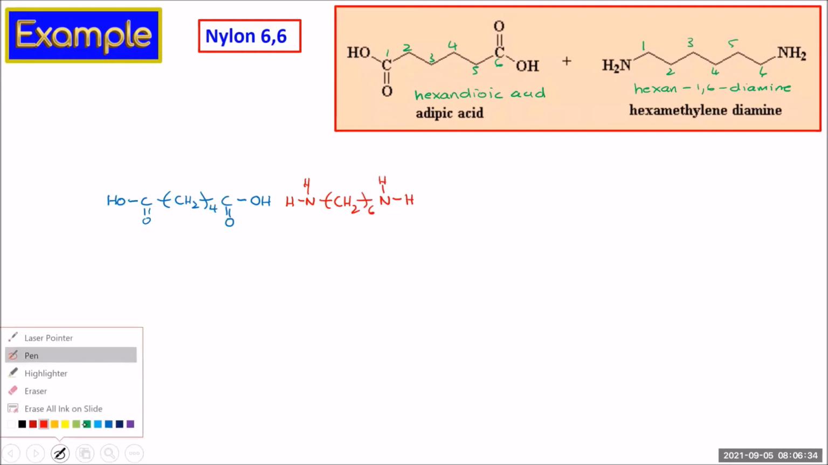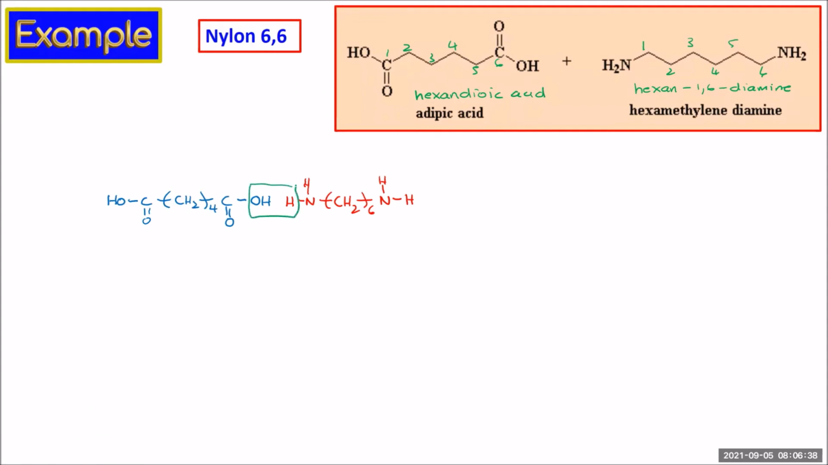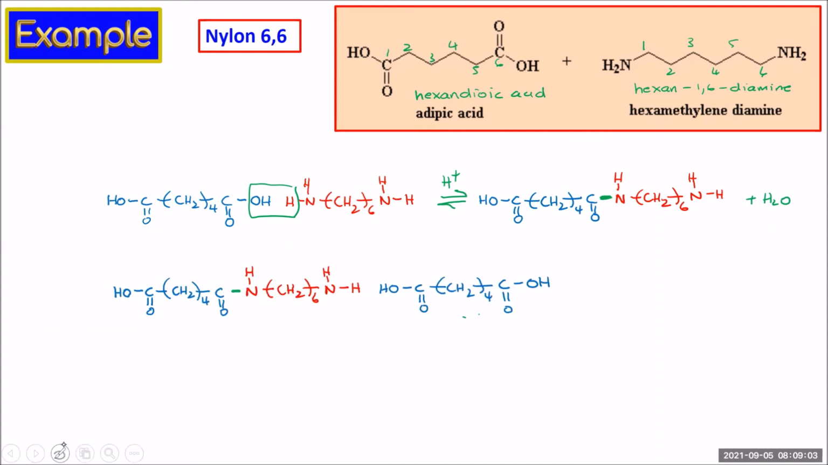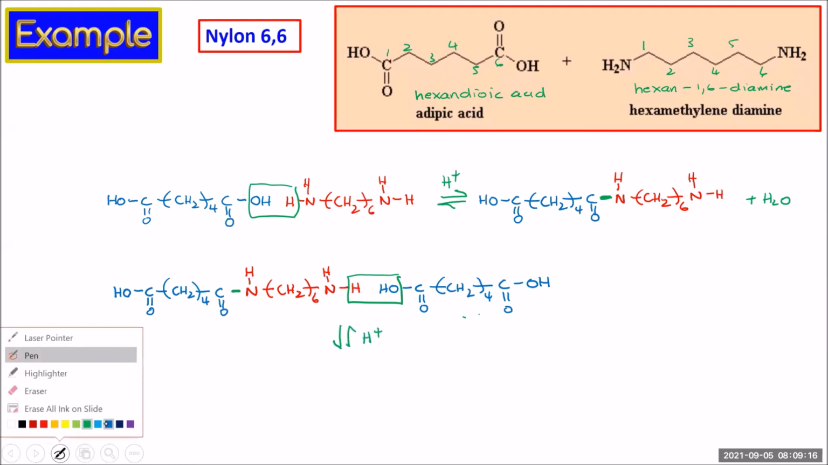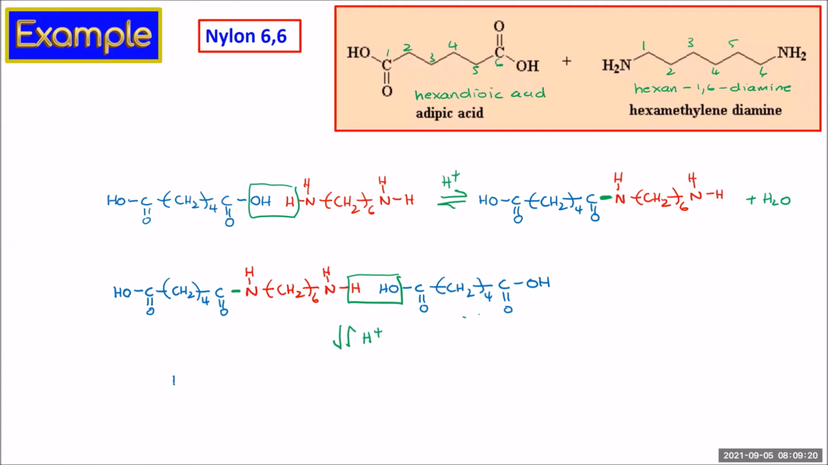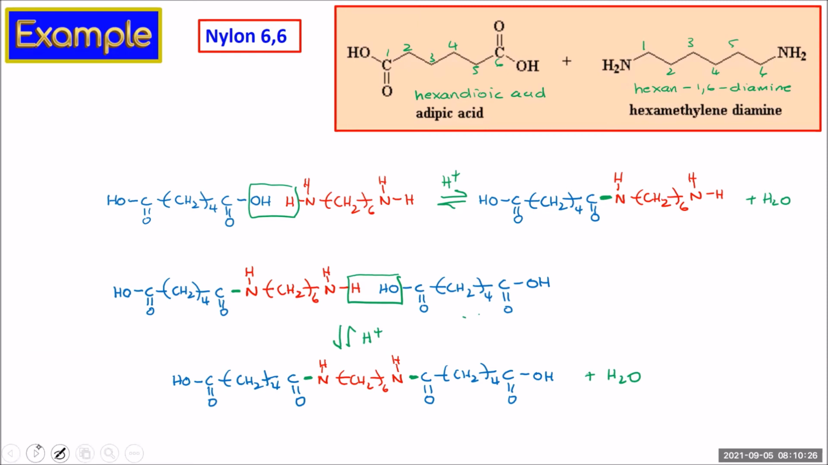Let's eliminate water from this molecule. And what we're going to produce is the dimer. And of course, we're going to form water as well because it is a condensation reaction. Now we can go on and have that product reacting with another monomer. Eliminate the water. And we are going to form the trimer. And of course, water. Now that process is going to go on and on until you build up the polymer chain.